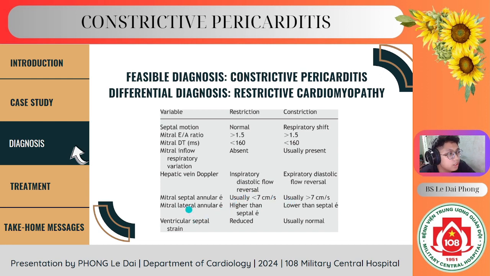And the lateral wall is the outside of the heart, so it has the effect of the constrictive pericarditis, so it is usually lower than the septal e'. And it is easy to see that the ventricular septal strain is reduced in restrictive cardiomyopathies, because it is the condition of that disease, and we can see it is usually normal in the constrictive one.